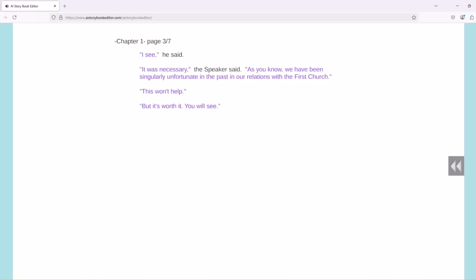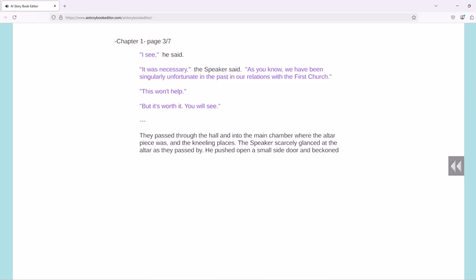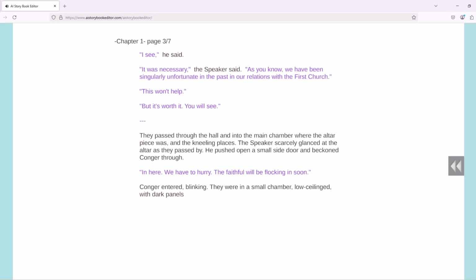You will see. They passed through the hall and into the main chamber, where the altarpiece was, and the kneeling places. The speaker scarcely glanced at the altar as they passed by. He pushed open a small side door and beckoned Conger through. In here. We have to hurry. The faithful will be flocking in soon. Conger entered, blinking. They were in a small chamber, low-ceilinged with dark panels of old wood. There was a smell of ashes and smoldering spices in the room. He sniffed. What's that? The smell. Cups on the wall. I don't know.